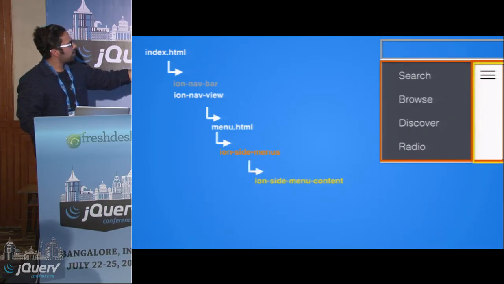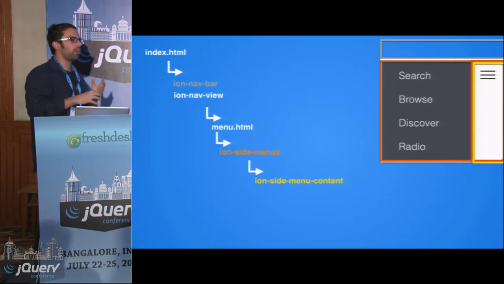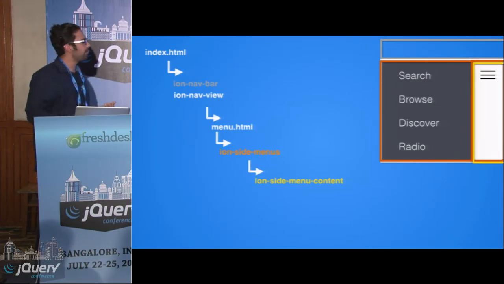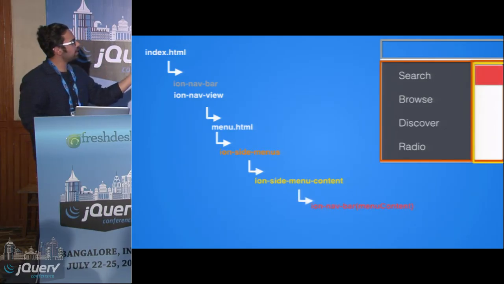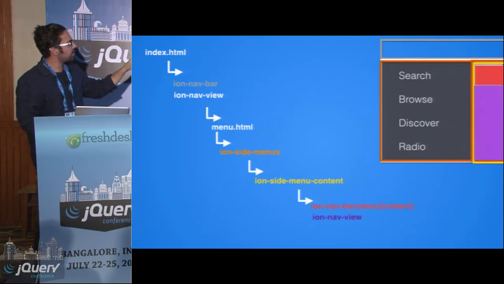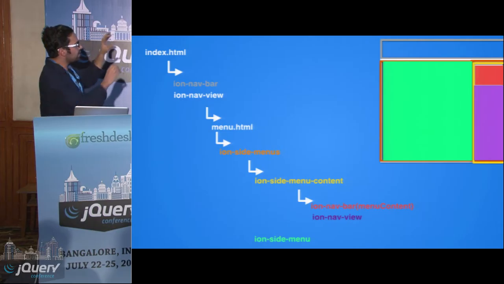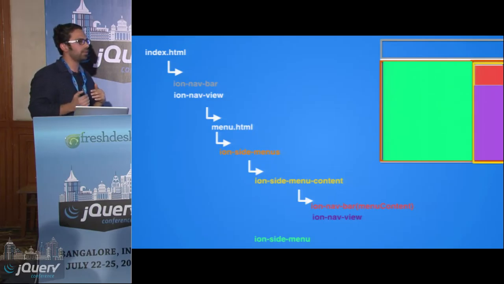And this is the Ion side menu content, which is on the right. So it is organized in the same way as if you have developed an Xcode or iOS or an Android app. So you have a good hierarchy of view containers. Then it has another Ion nav bar. Here we are including it because we want the nav title to be shown. And it has an Ion nav view, that portion. And on the left, we have the Ion side menu. So these are HTML tags through which we can just include these components into our app.